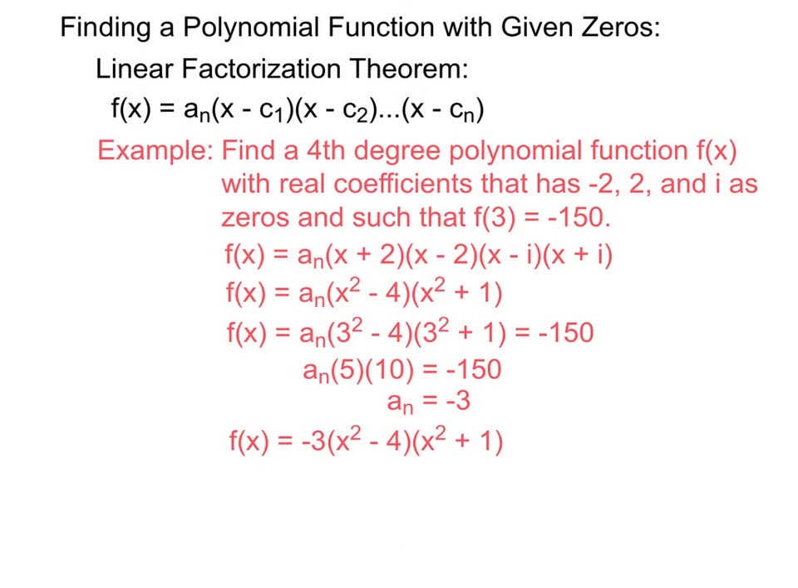So the answer we've got is f of x is equal to minus 3 times x squared minus 4 times x squared plus 1. So this is the fourth degree polynomial function that we were originally looking for and is the solution to our problem.